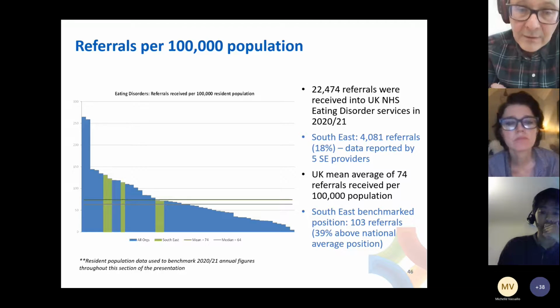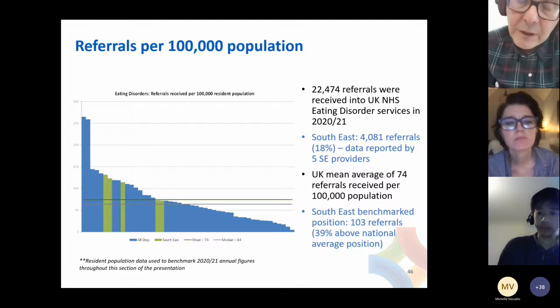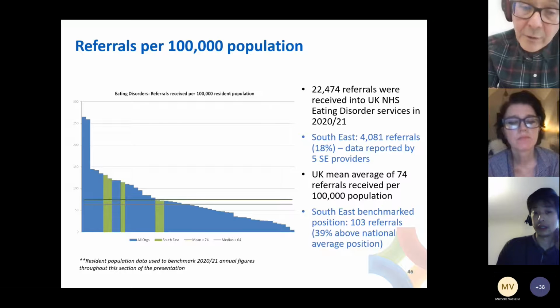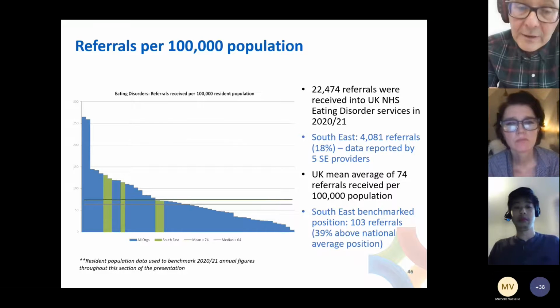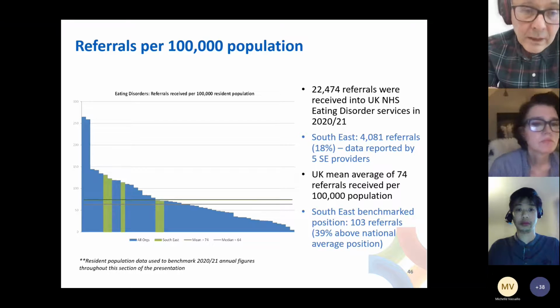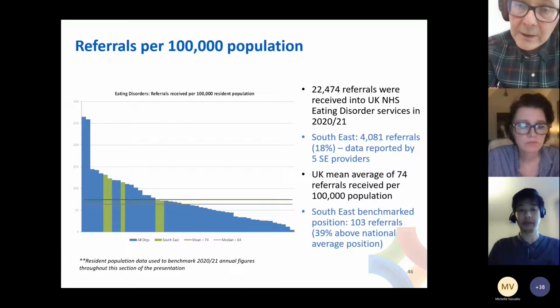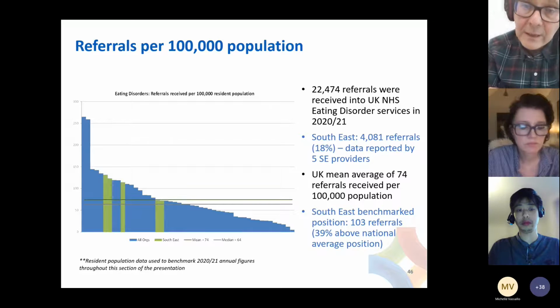And we had 5 providers give us that data. So the mean average per 100,000 adult population is 74 referrals per 100,000 adults. The South East did have high referral rates at 103, so 39% above that national average. Pretty much all providers were above the average. So I think what we can take from that is we had high recognition of the need to make referrals and a recognition of demand within systems, which was above average. But we've got concerns about capacity actually within eating disorder services.